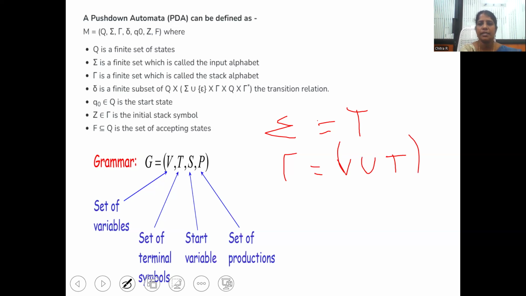We know that S is the starting symbol, and in this stack you can push the starting symbol also. So we are considering that Z equal to S. When we are converting the given productions into a pushdown automaton, the terminals are considered as the input symbols of the pushdown automaton, variables union terminals are considered as the stack symbols of the pushdown automaton, and the starting symbol is considered as the top of the stack.